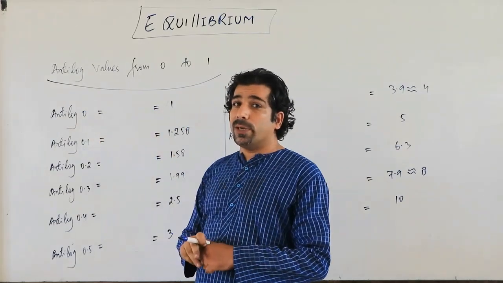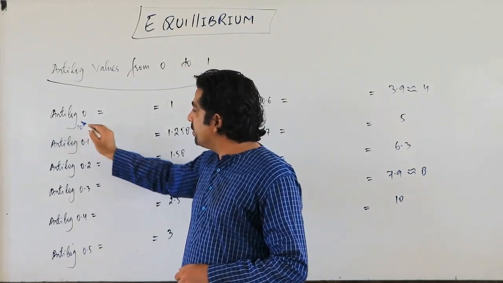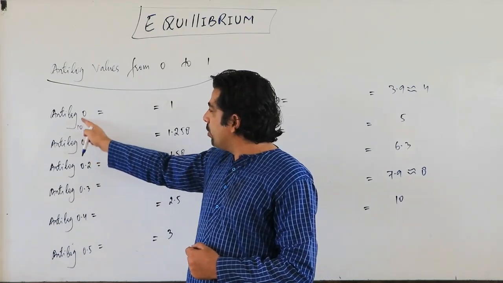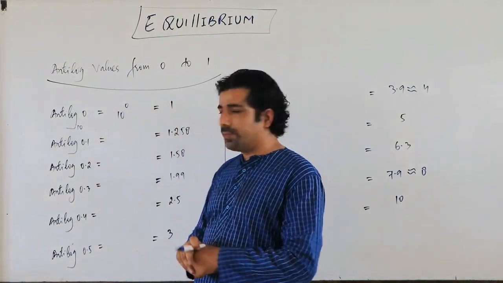So how come it's equal to 1? Because the base of antilog here is 10. When nothing is mentioned, it's 10 only. So it will be 10 to the power 0, my dear friends. 10 to the power 0 is equal to 1.